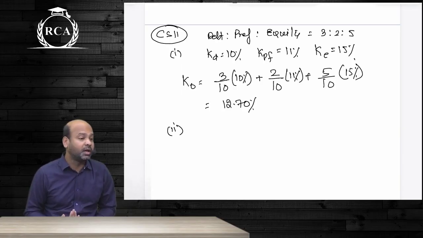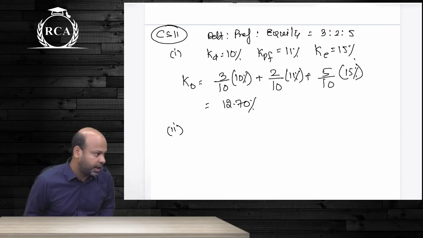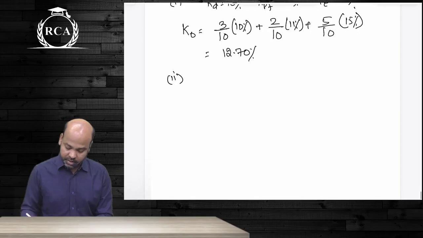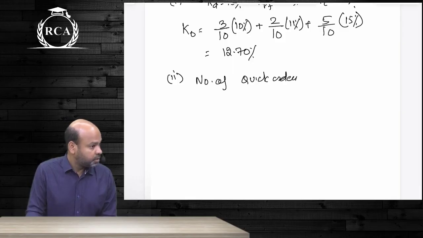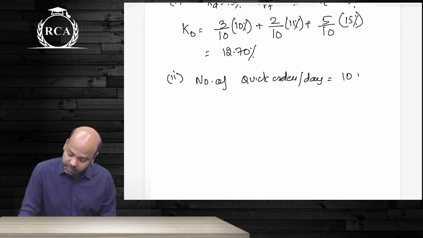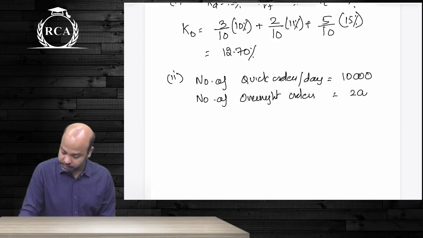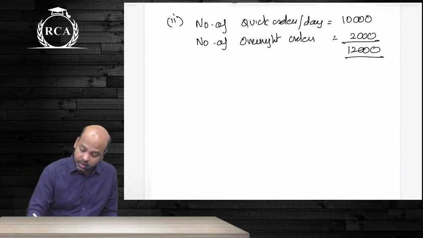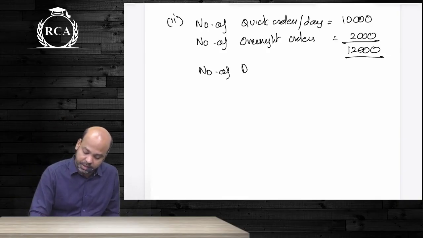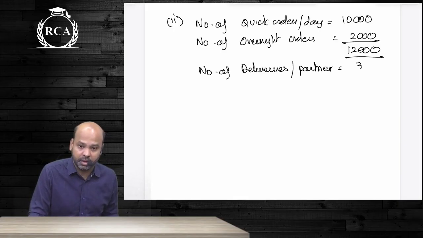But what does the question say? We will provide for 50% contingency. So the number of delivery partners actually required in year one will become 600. Number of quick orders per day is 10,000. Number of overnight orders, total 12,000. Number of deliveries per partner will be 30.